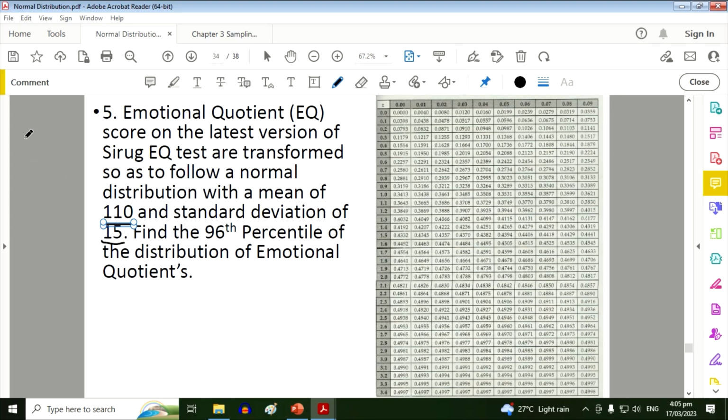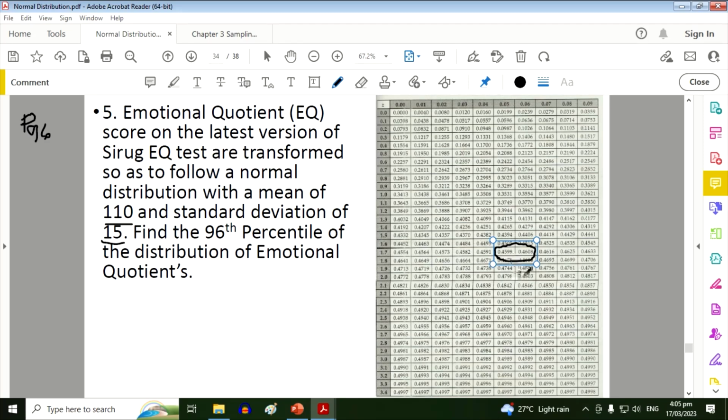So let's find first the 96th percentile. I hope you can find it on your own. So a 96th percentile. Our focus here is on the 46 because this is greater than 50%. So 96 minus 50 is 46. So our focus is on 0.46. Okay, so 0.46. Where is 0.46? Okay, here.